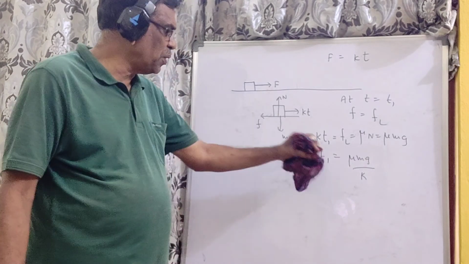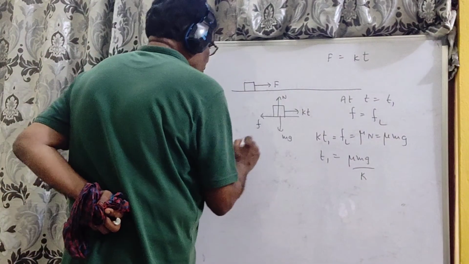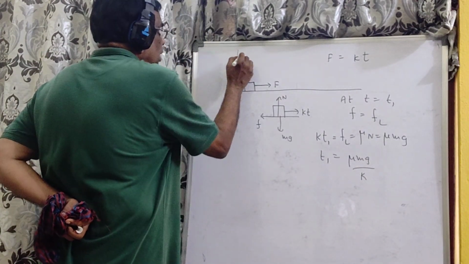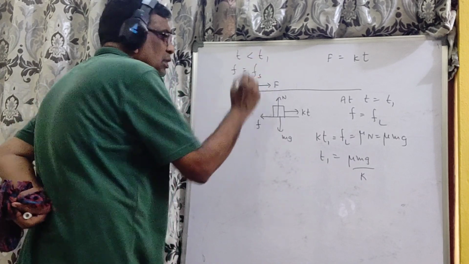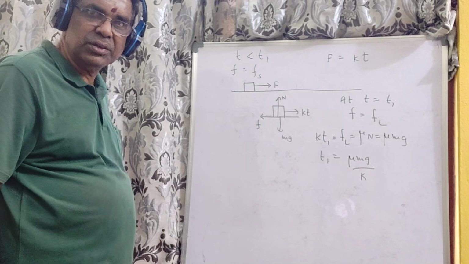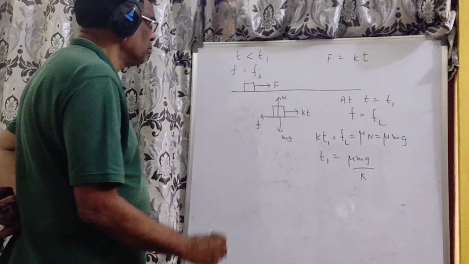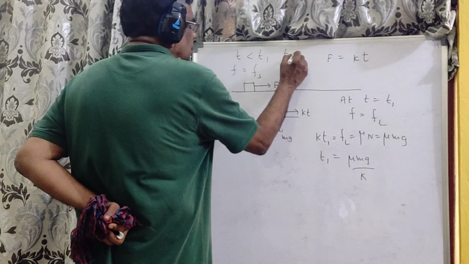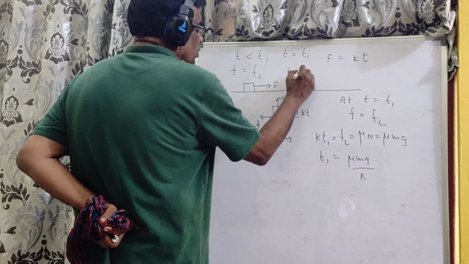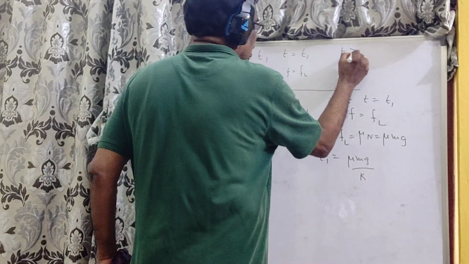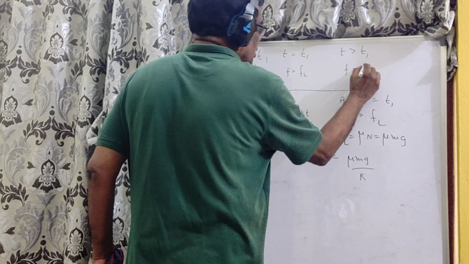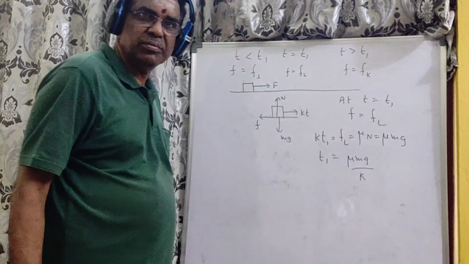You get the point? Now, for t less than T1, what is the frictional force? Static frictional force. At t equal to T1, F is equal to FL. At t greater than T1, F is equal to Fk.